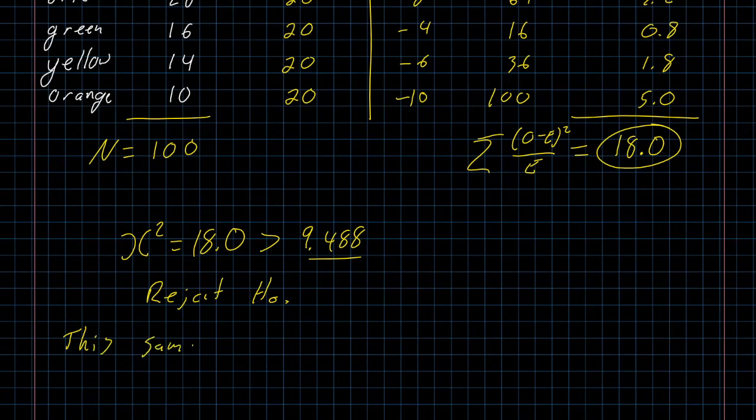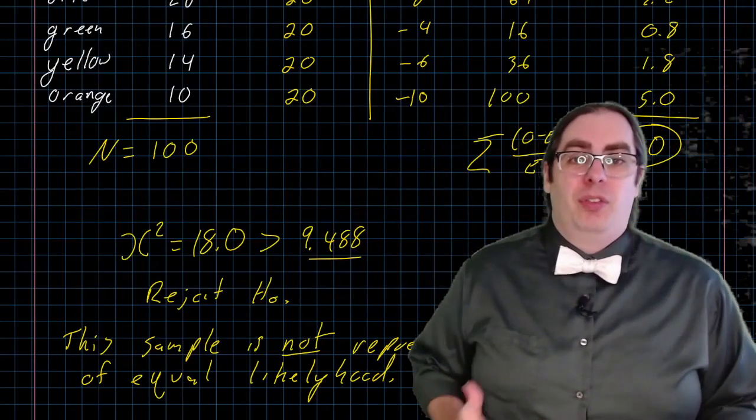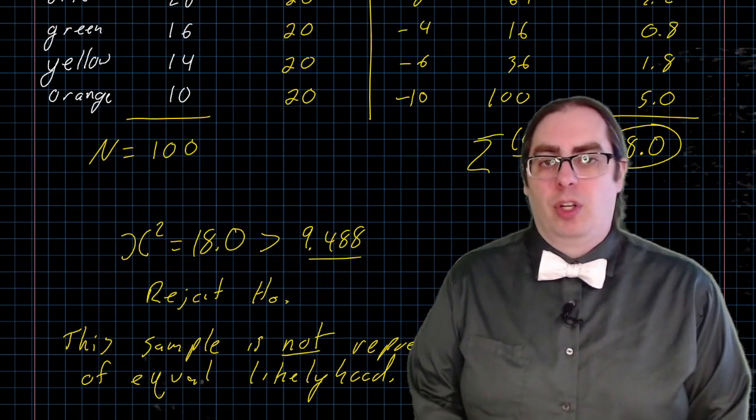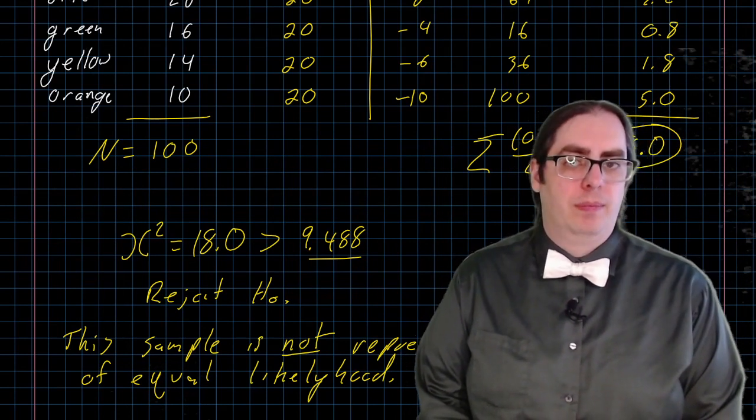This sample is not representative of equal likelihood. There is a difference between what we saw and what we projected. Or, in other words, coming back to the title, the model we started with, that the 5 colors are equally likely, is not a good fit for this distribution.